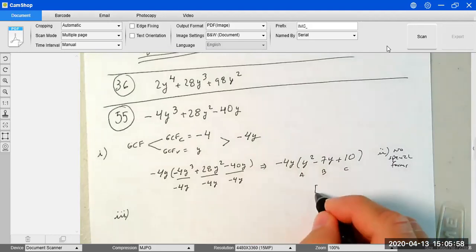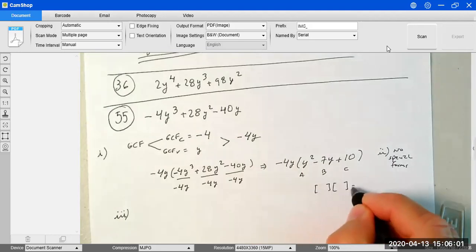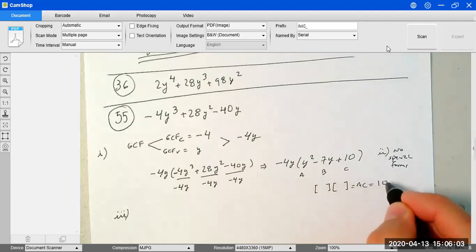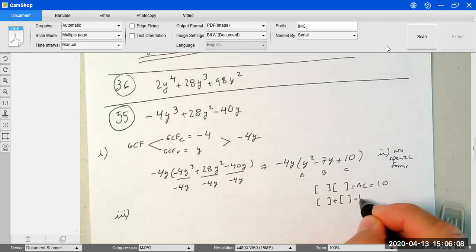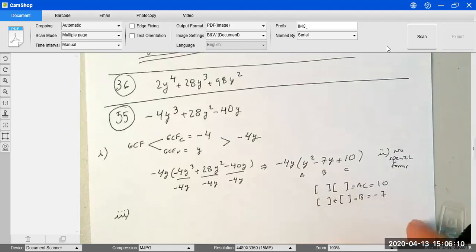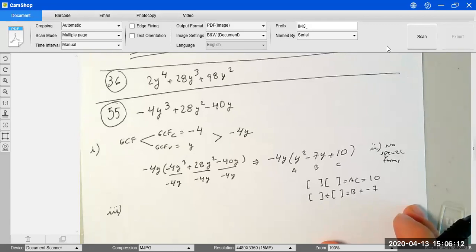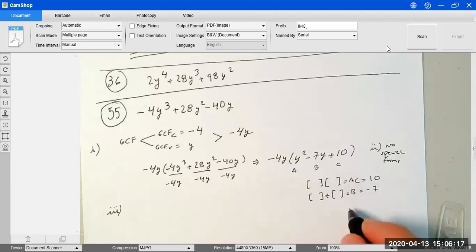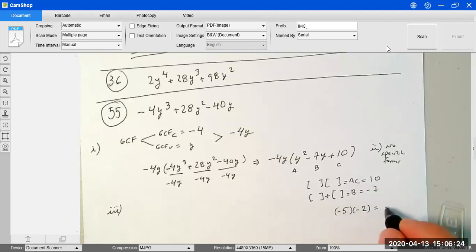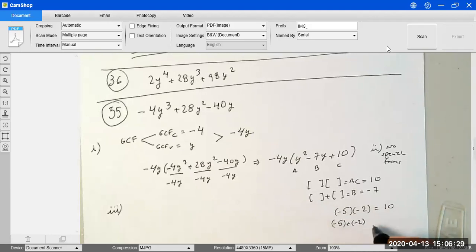I need two numbers that when I multiply them I get AC, in this case positive 10, and when I add up those two numbers I'm going to get B, which is negative 7. So I need two numbers, both are going to be negative because my middle term is negative, so it's going to be negative 5 and negative 2 because the product gives me positive 10 and the sum of these two negative numbers is going to give me negative 7.